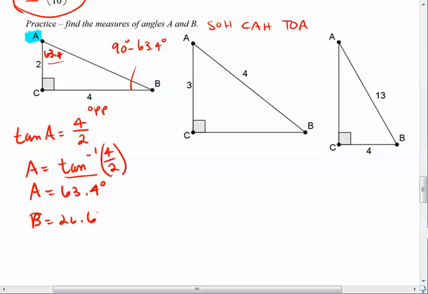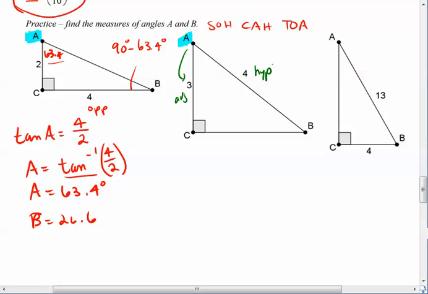Alrighty, let's do another one. This one. From this perspective of A, you don't have to start with A. I'm just starting with A because it comes first in the alphabet. You could start with B. 3 is the adjacent, and 4, of course, is the hypotenuse. That doesn't change from angle to angle.